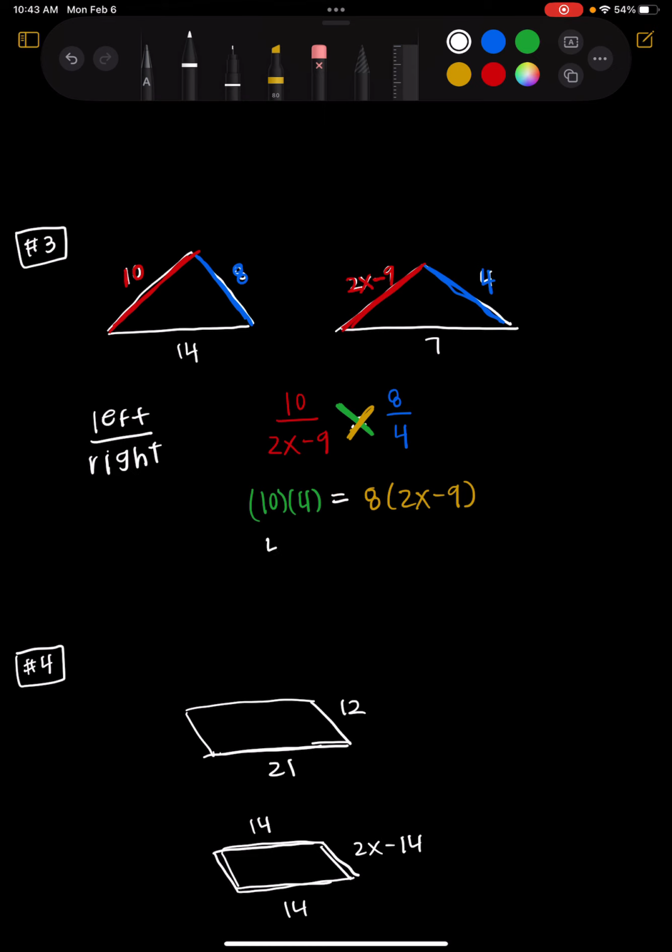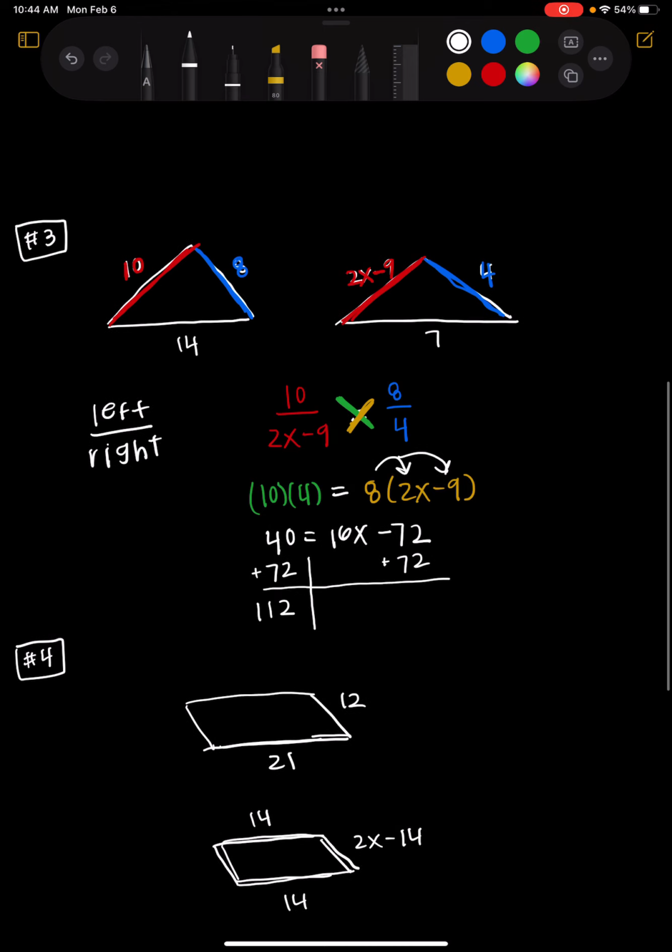We have 10 times 4 on the left side, which gives us 40. And then on the right side, we're going to distribute the 8, which is 8 times 2x gives me 16x, and 8 times negative 9 gives me negative 72. Now we're solving for x, so I'm going to add 72 to each side to get the x by itself. And we get 112 is equal to 16x, and then we're going to divide each side by 16 to get the x by itself. I'm going to move my stuff over here just so we don't run into the last problem, and I would end up with x is equal to 7, and that's our answer.